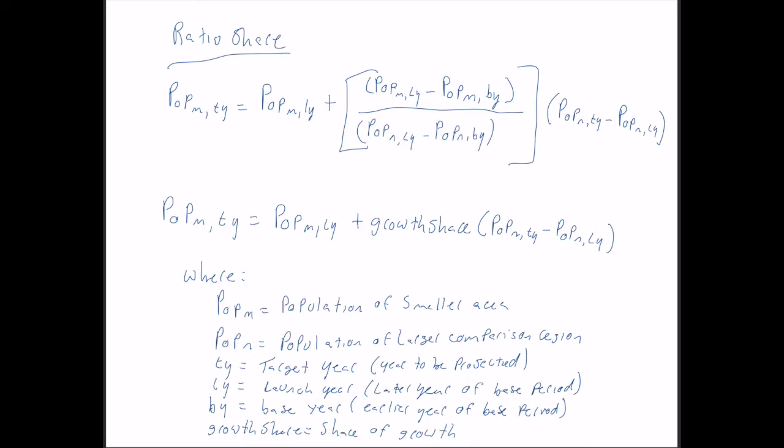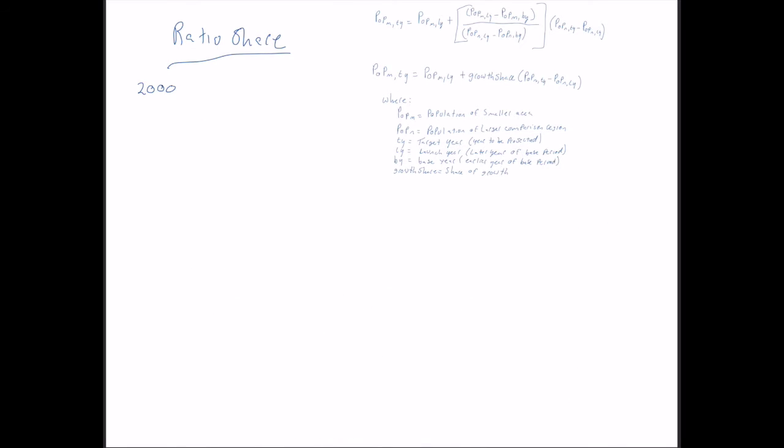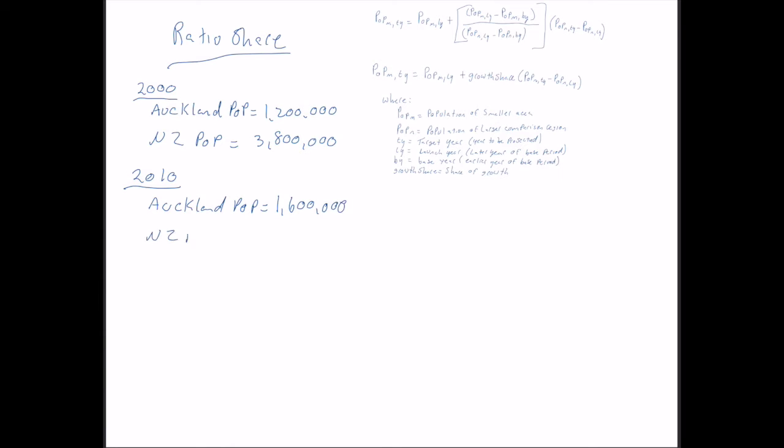And if all of that has your head spinning just a bit, let's put together a quick example to see if we can't make this a little clearer. So let's take an example of Auckland in relationship to New Zealand. And we're going to use a base year of 2000. And so the Auckland population in the year 2000 is roughly 1.2 million people. In New Zealand, that same year in 2000, the population is estimated to be roughly 3.8 million people. In 2010, the Auckland population grew to 1.6 million people, and the New Zealand population was roughly 4.3 million people.